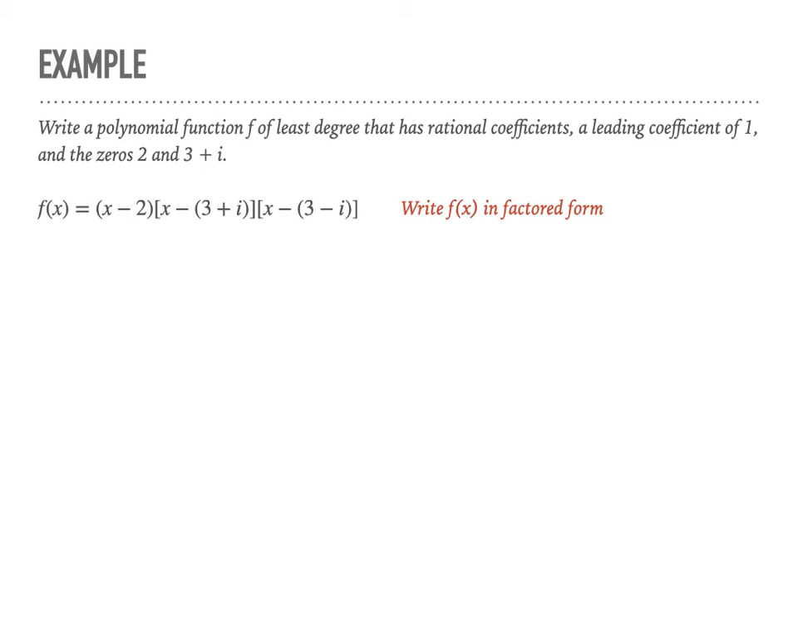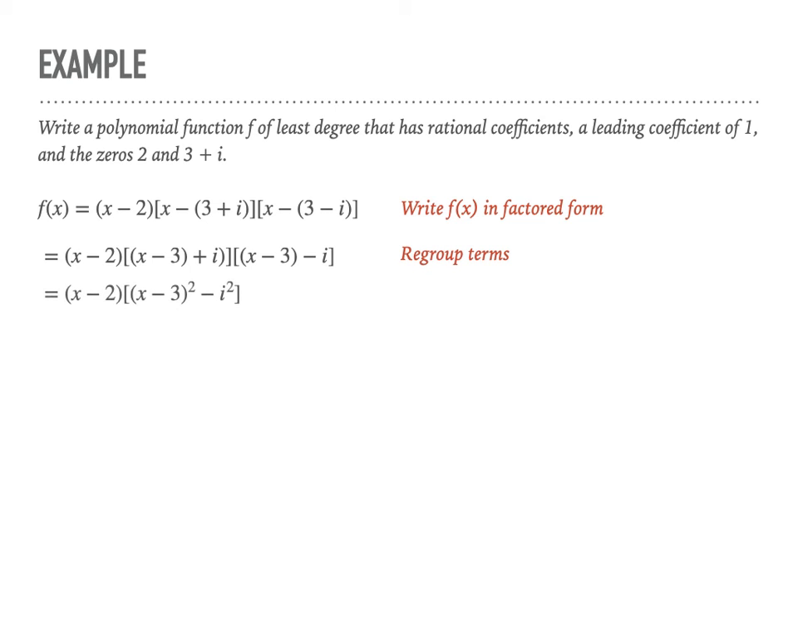So first we can write this in factored form, which is just your usual binomial form, and then we regroup the terms. So we write in factored form x minus 2 times x minus 3 plus i times x minus 3 minus i, and then we regroup it, so then x minus 3 is together.